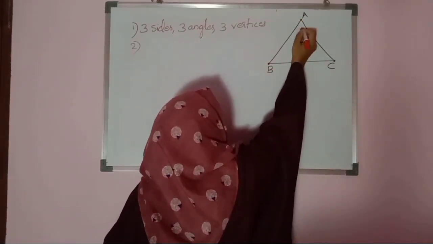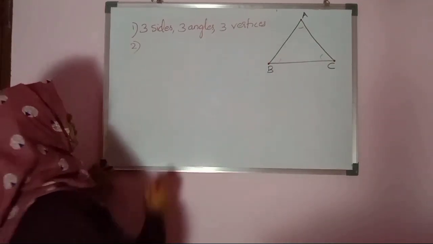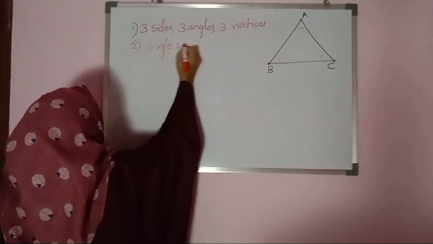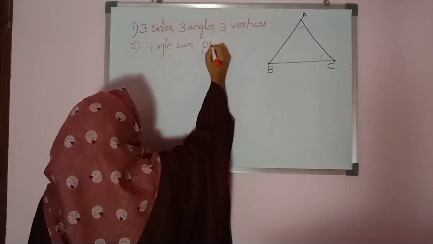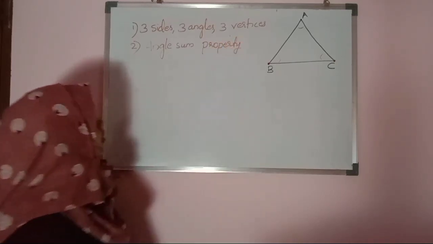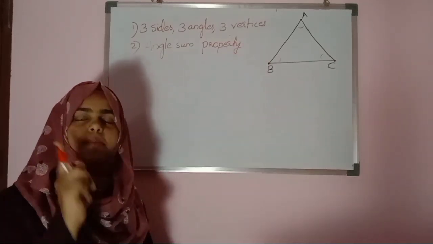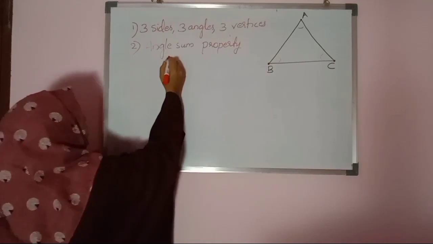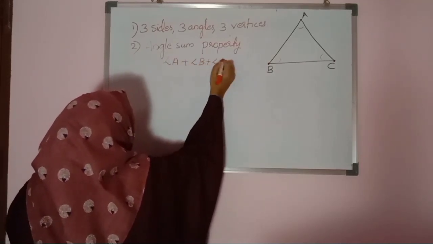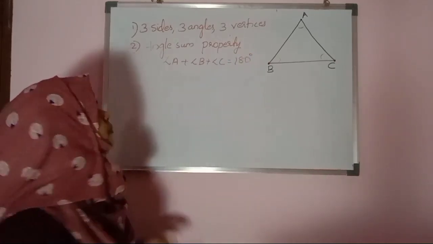Now, in a triangle, the sum of the three interior angles. Interior means these are the interior angles: angle A, angle B, angle C. The sum of those is the angle sum property. What is the angle sum property? The sum of all interior angles of a triangle is equal to 180 degrees. Angle A plus angle B plus angle C will be what? 180 degrees. Okay.